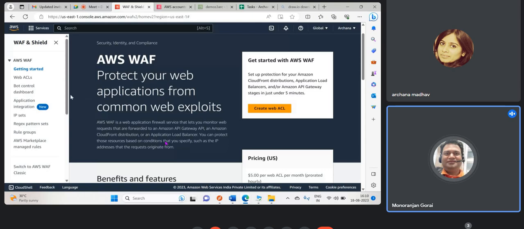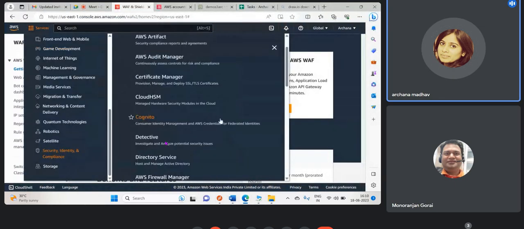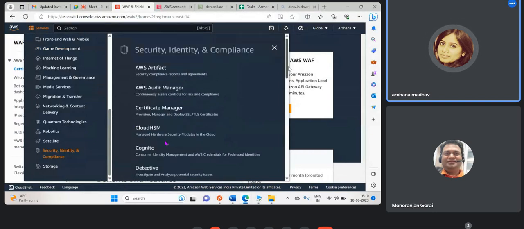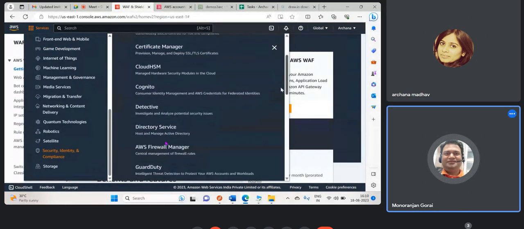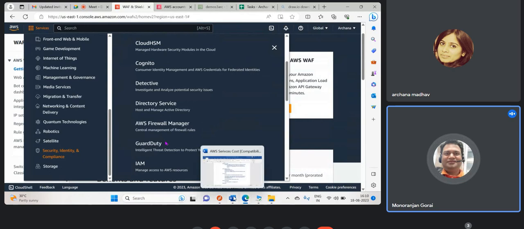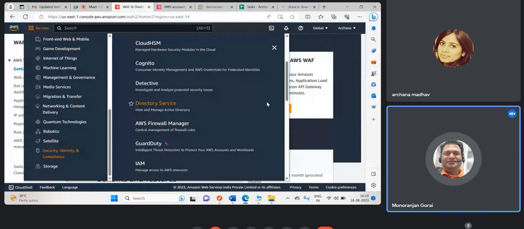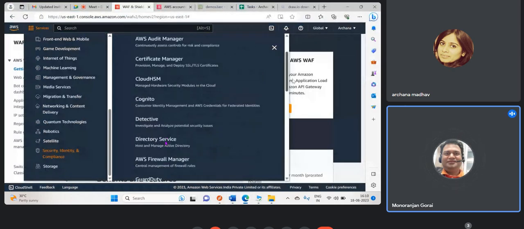So you can explore some more and then come back. Sure. And are there any other services I have to explore, like Cognito, is it important? Yes, Cognito. Out of this, AWS Firewall Manager and GuardDuty too. I was telling you, this is the security audit tool. Whatever you have covered is fine, go through the others. GuardDuty is very important. Cognito is very important.